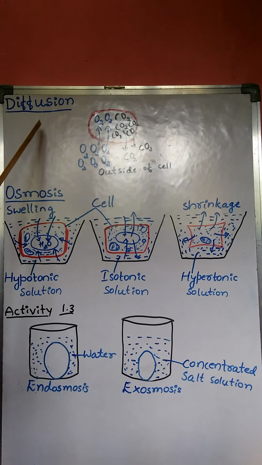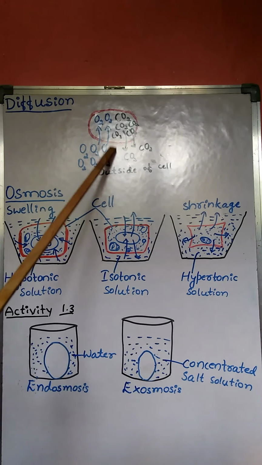Diffusion is the process of movement of substances from the region of its higher concentration to the region of its lower concentration. You have already studied diffusion. Diffusion is the process of movement of substances from the region of its higher concentration to the region of its lower concentration.